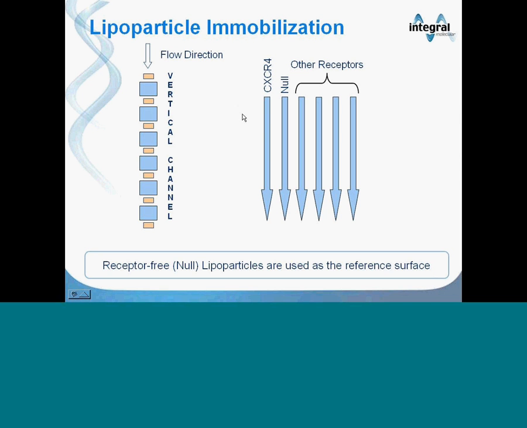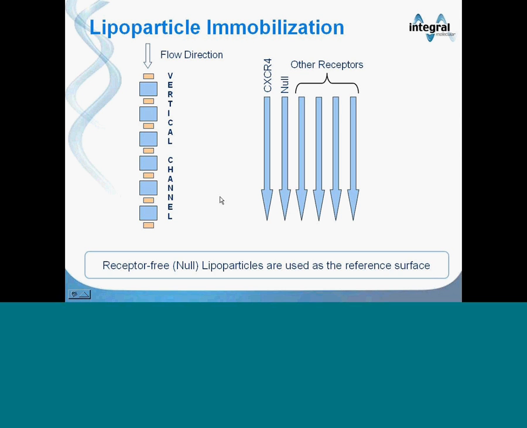This is a screenshot of the lipoparticles being captured onto the chip surface. We typically do these as 2 injections, so that we can maximize the amount of lipoparticles being captured onto the chip surface. What's shown here is the start and stop of the first capture injection, then buffer flows across the surface, and then here's the start and stop of the second capture injection. We typically capture 4,000 to 6,000 RUs of lipoparticles onto the chip surface.